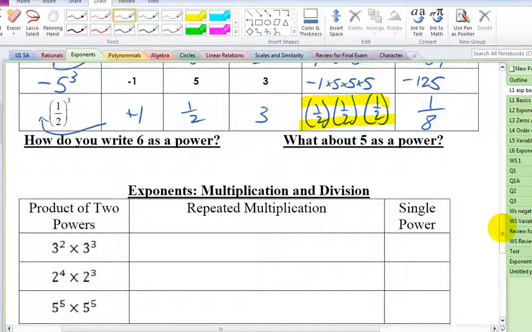How do you write the number 6 as a power? Nope. 3 to the power of 2 is 9. 3 times 3. Bingo. So the base is 6, the exponent is 1. That's a power, but we never write it like that. We just typically write 6, right?